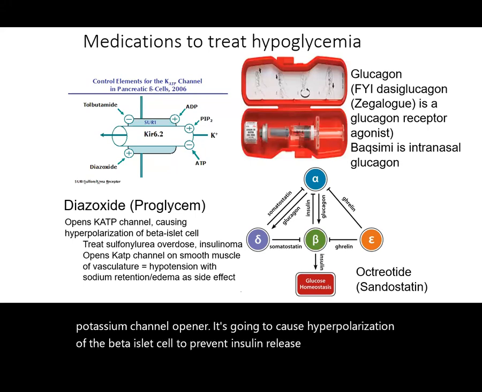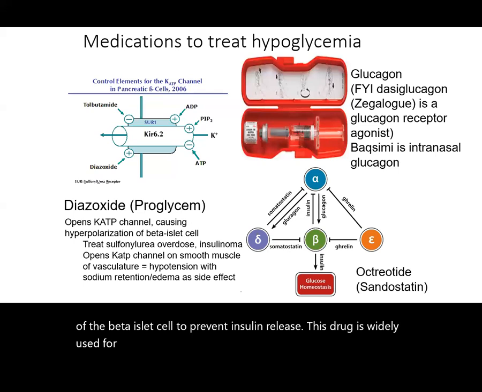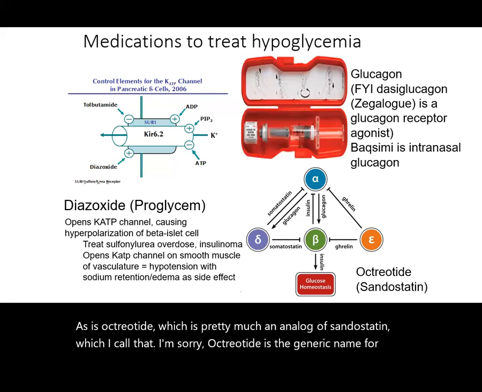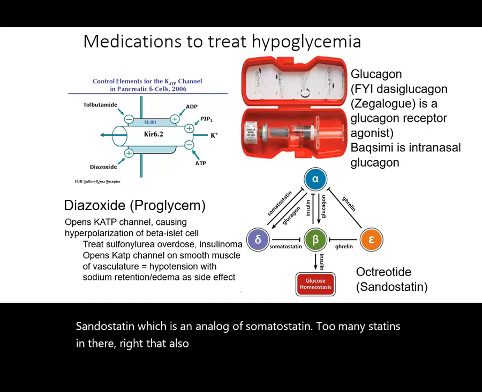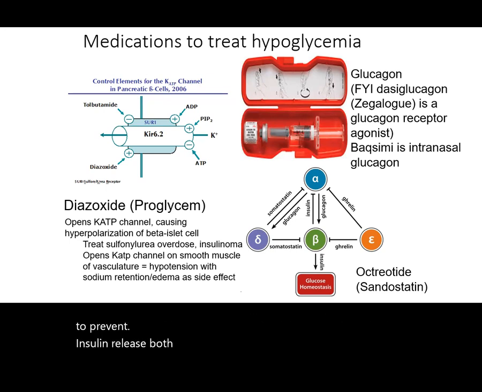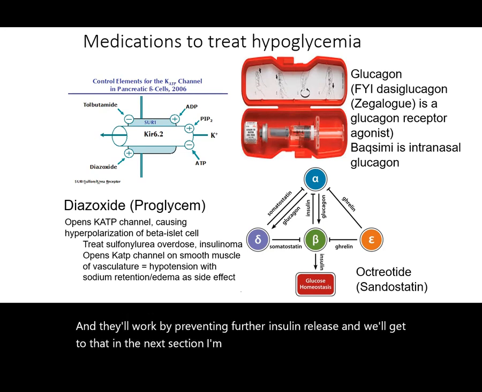This drug is widely used for sulfonylurea overdose and insulinomas, as is octreotide. Octreotide is the generic name for Sandostatin, which is an analog of somatostatin, too many statins in there, right? It's going to prevent insulin release. Both diazoxide and octreotide can be used for sulfonylurea overdose, and they'll work by preventing further insulin release. And we'll get to that in the next section. I'm sorry, kind of thinking ahead.